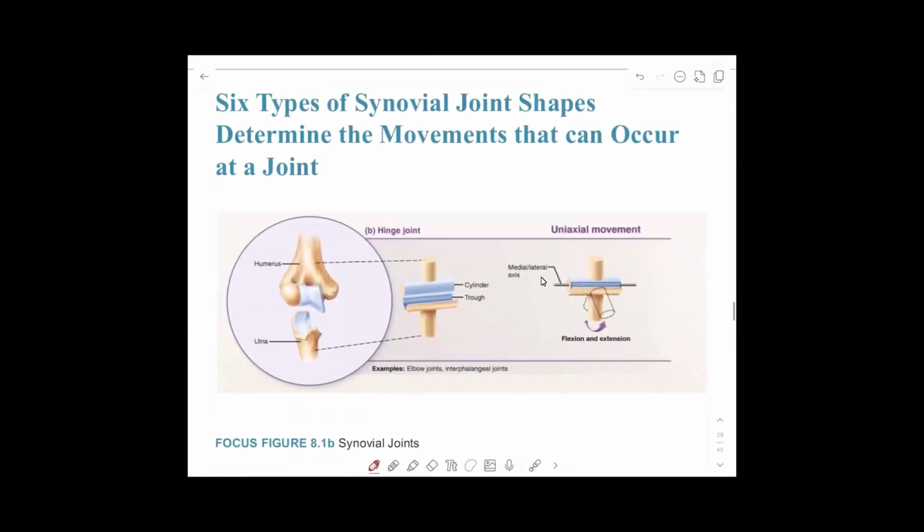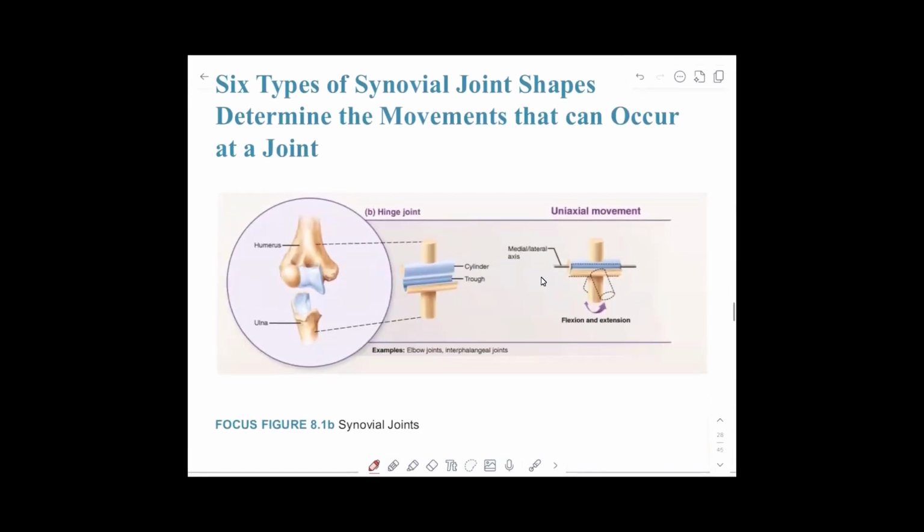The next 2 that we're going to talk about are uniaxial, the first of which is the hinge joint. It works just like the hinge of a door, and it is uniaxial movement. So it's in the elbow joints and interphalangeal joints. These are just 2 examples. There's other modified hinges throughout the body, but where we see the humerus and the ulna is a great example.